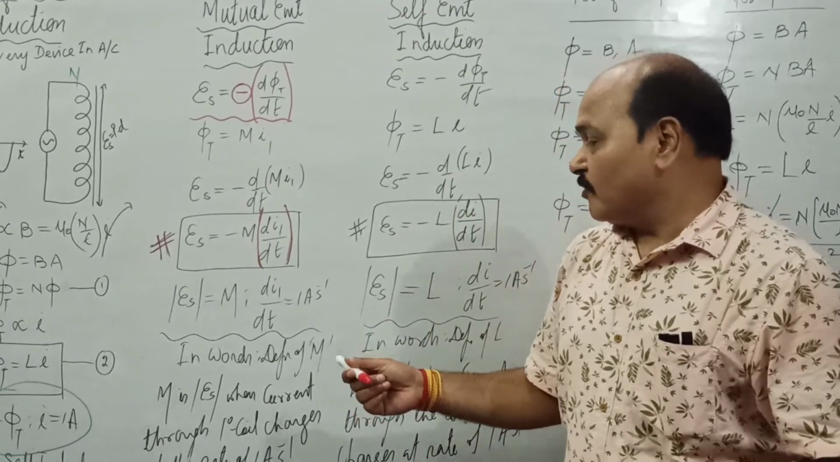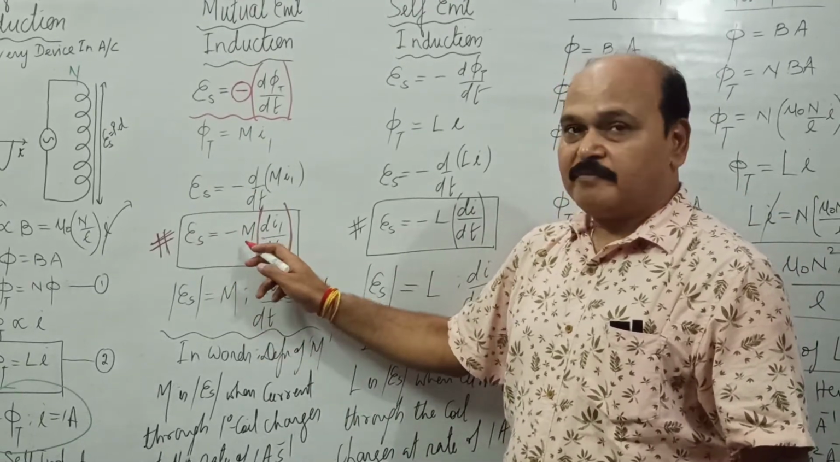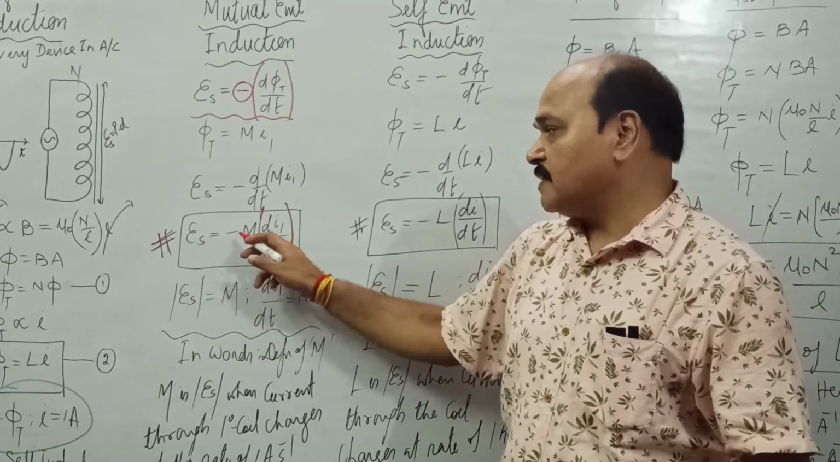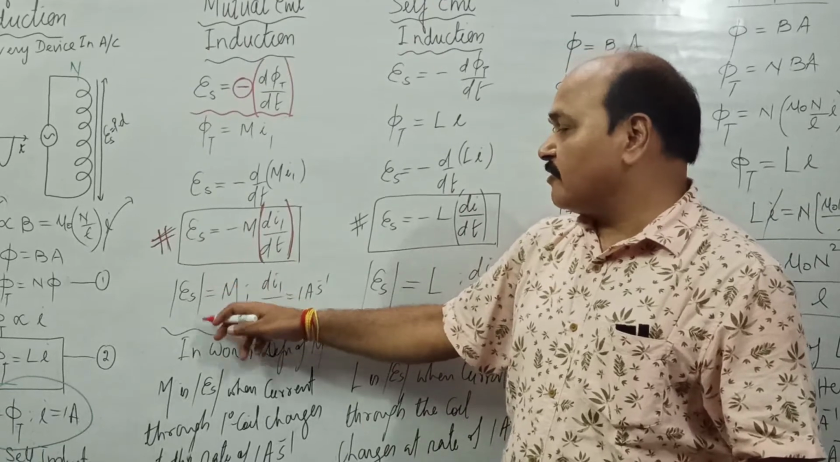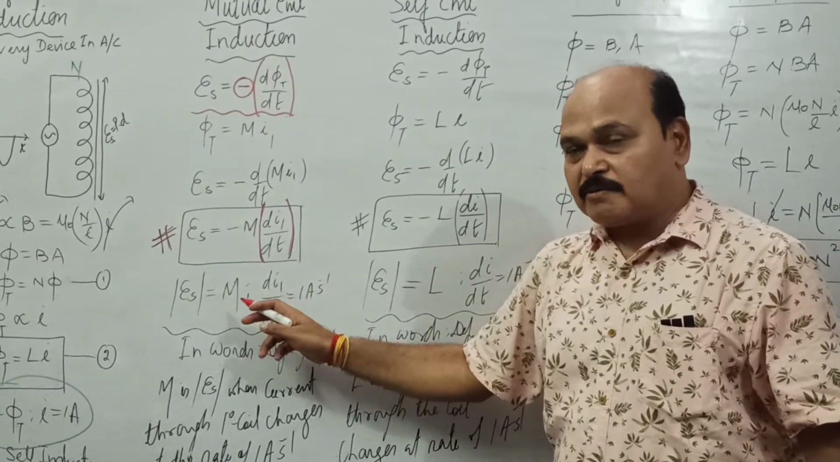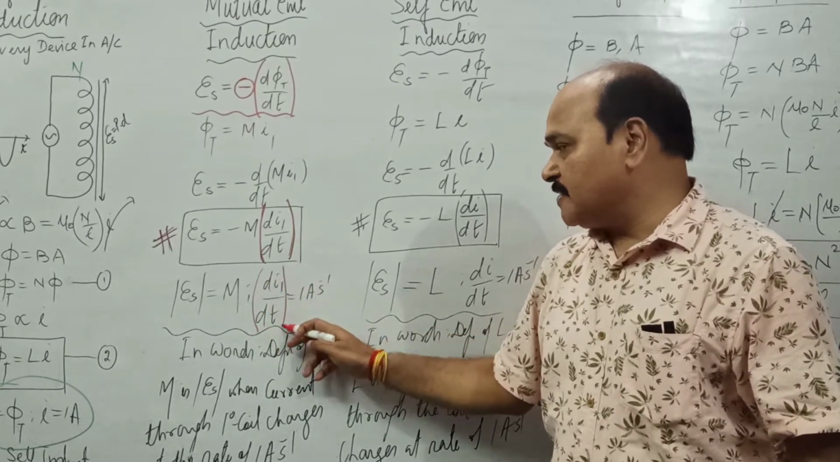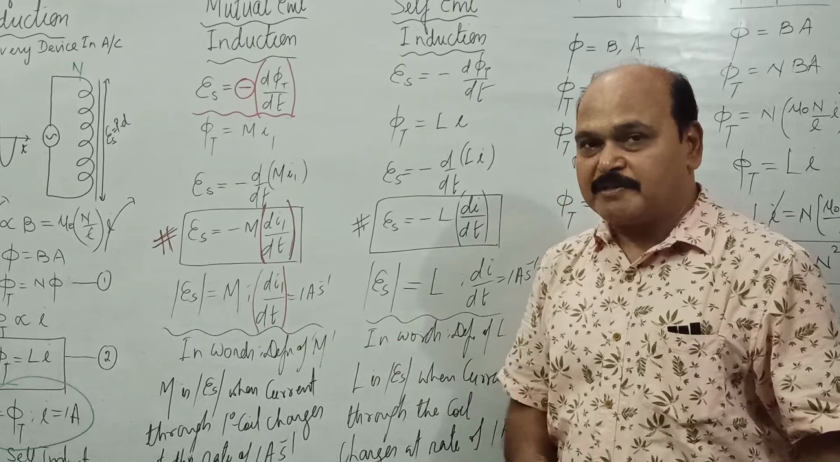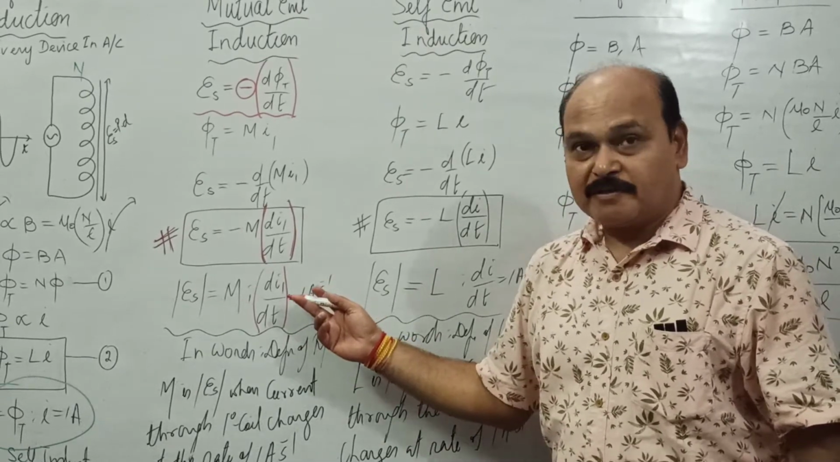Well, what is the definition? See, the value of induced EMF is equal to M. When we write down the magnitude of the EMF, this negative sign is eliminated. So the value of induced EMF across the secondary coil is equal to M, the mutual inductance of the coil, when the current passing through the primary coil changes at the rate of 1 ampere per second. I hope it is clear to everyone.